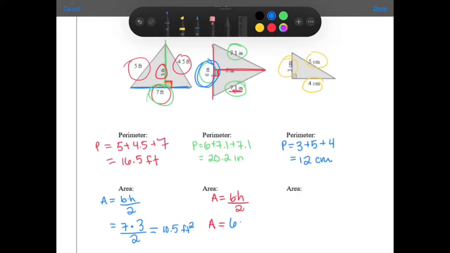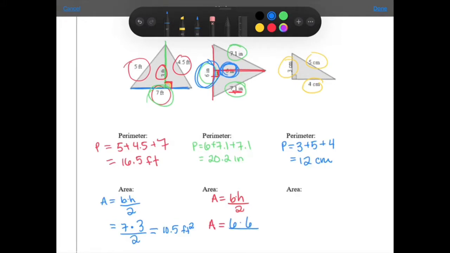Our height is also 6, right? Because this is our height. We divide that by 2. So area equals 6 times 6 divided by 2. So area is 18 inches squared. Alright, let's look at the last one.